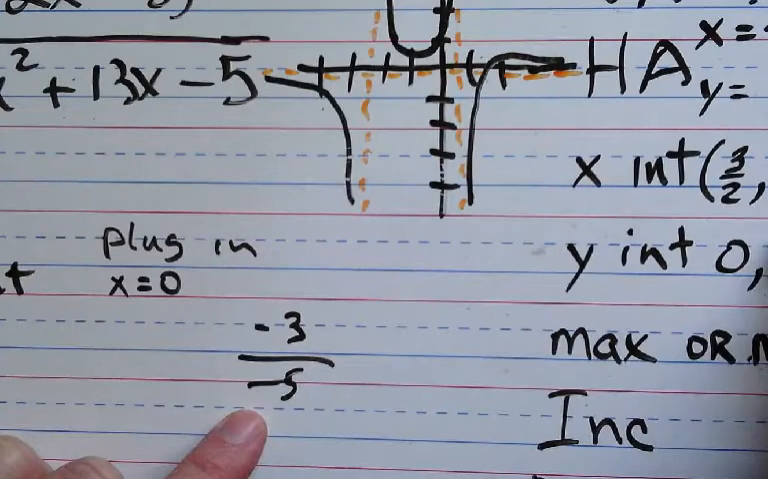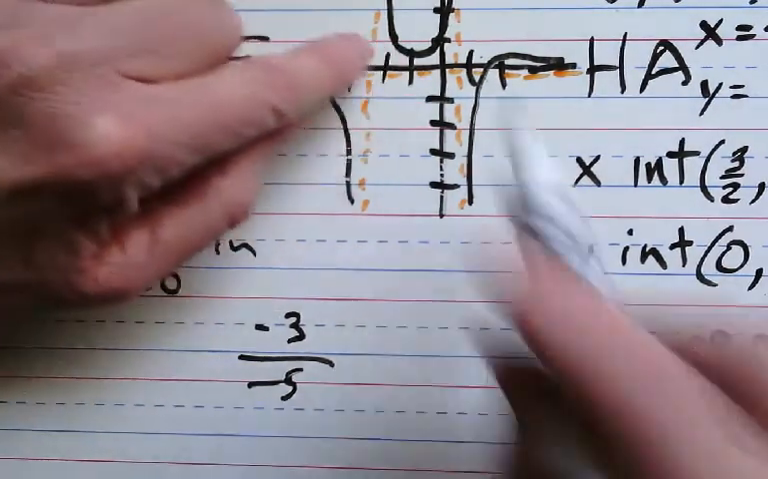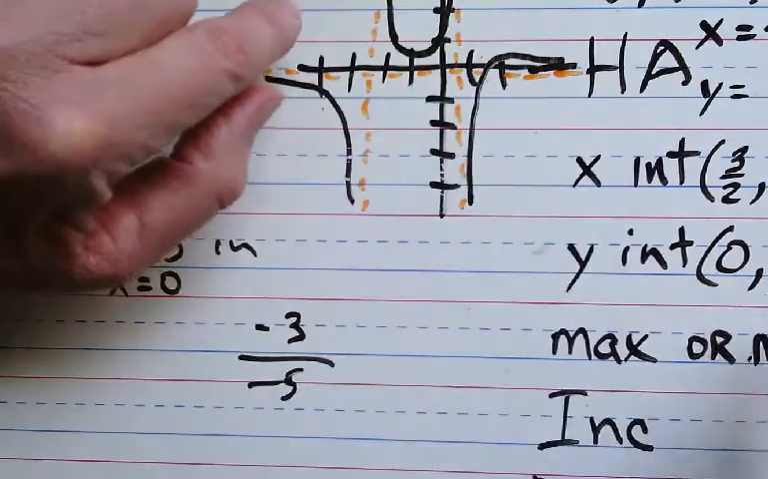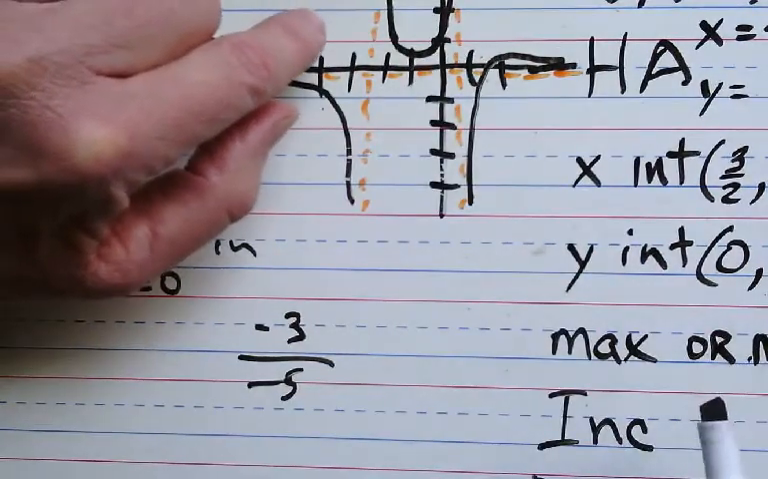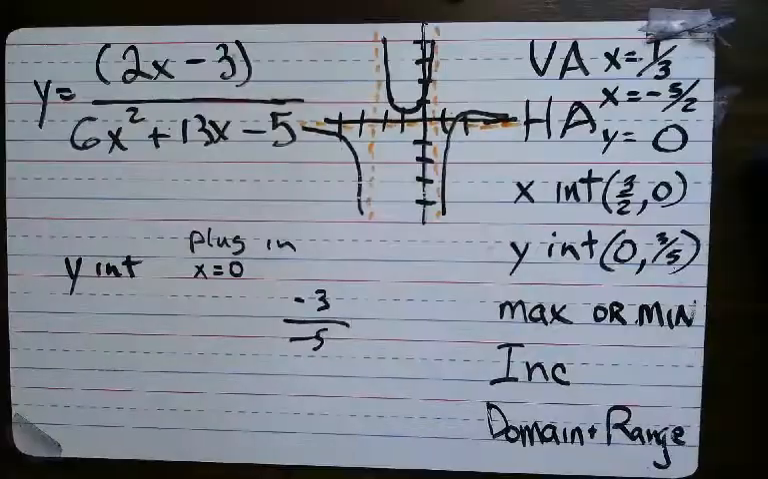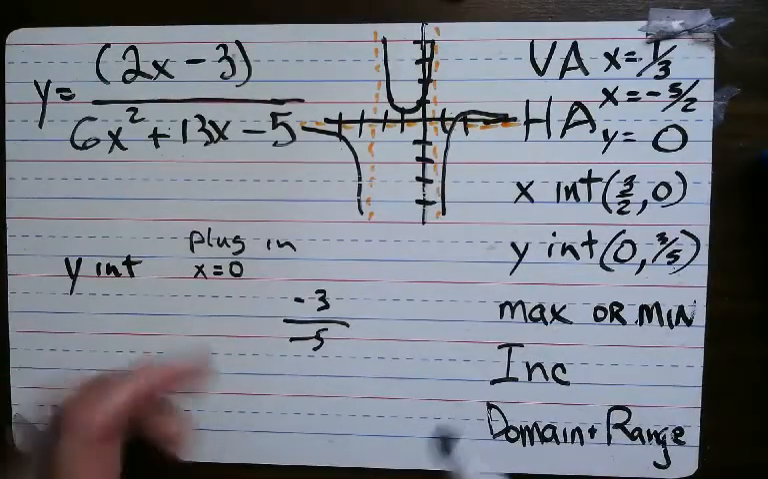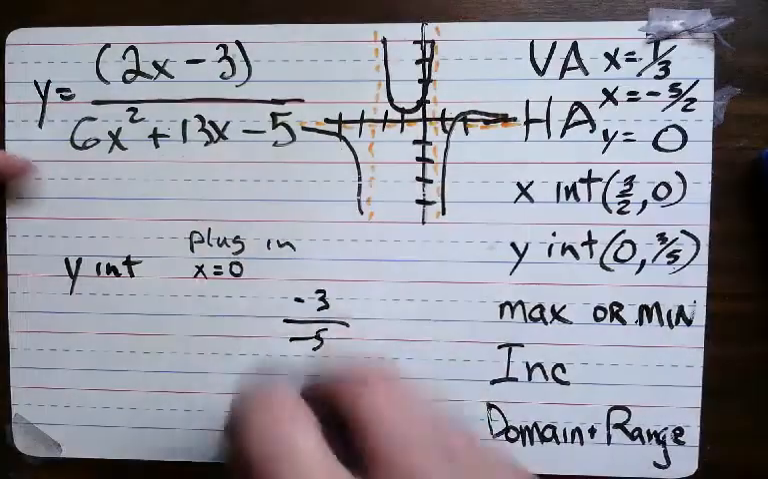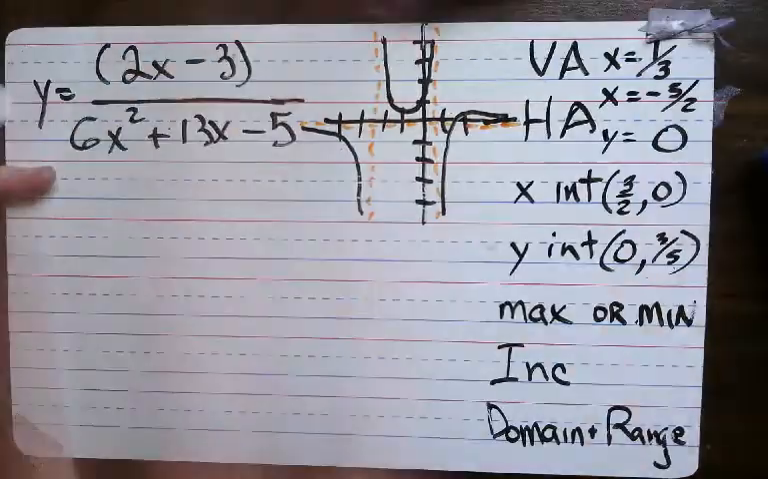0, 3/5. That's the y-intercept. You see right there? It's crossing the y-axis at positive 3/5. Nothing to it. Nothing to it. I zoomed out, didn't I? All right. So let's keep going.